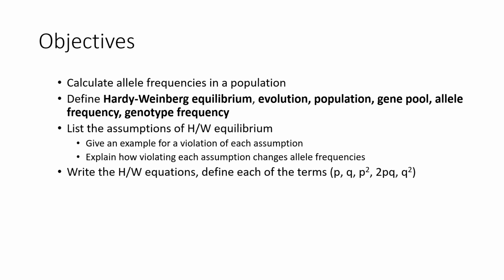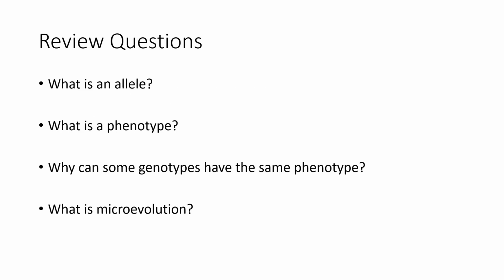be able to list the 5 assumptions of Hardy-Weinberg equilibrium, giving an example of a violation for each assumption, which will largely be the next couple of lectures, and explain how violating each assumption changes allele frequencies, again, largely the next couple of lectures. Be able to write the Hardy-Weinberg equations and be able to define each of the terms therein.